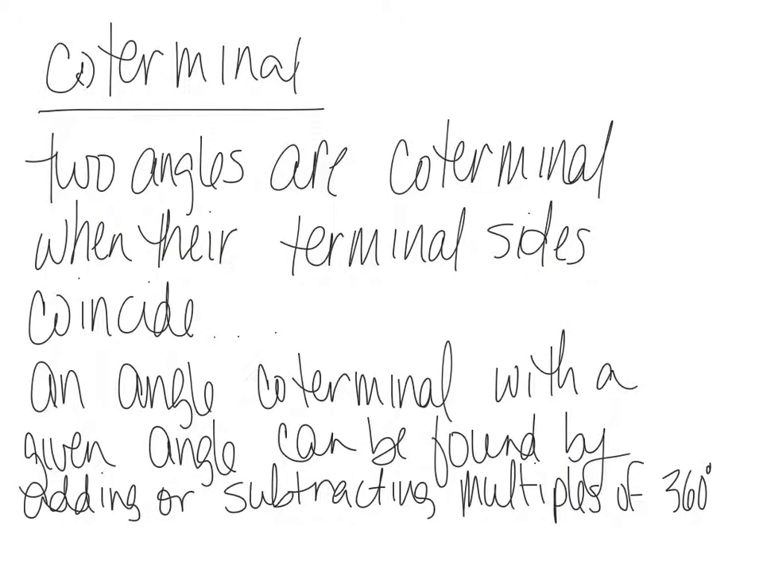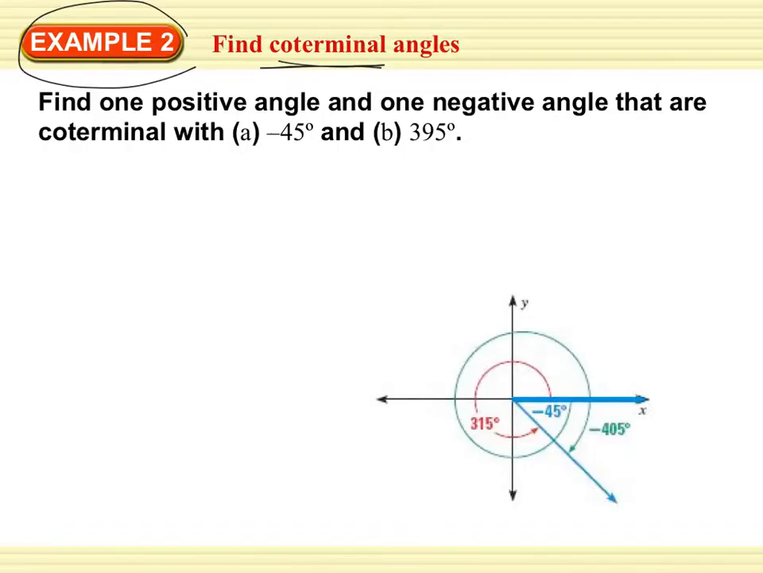Okay, our next vocabulary word is coterminal. Two angles are coterminal when their terminal sides coincide. Okay, the terminal side is the ending side. An angle coterminal with a given angle can be found by adding or subtracting multiples of 360. Let's try. So find one positive angle and one negative angle that are coterminal with negative 45 and 395.